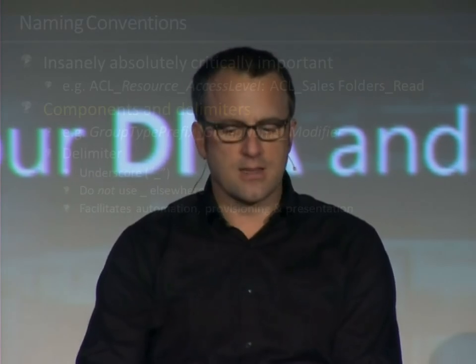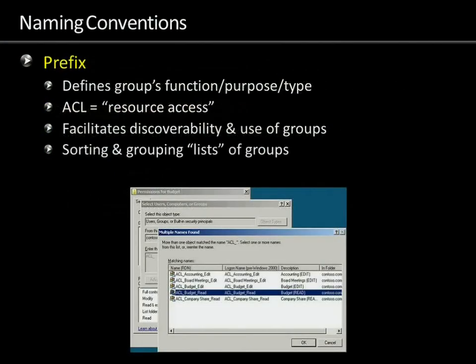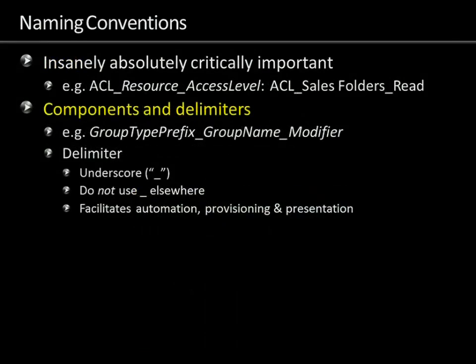So, for example, when dealing with resource access, I like to, when I'm with a client, create a naming convention that starts with ACL underscore, then has the name of the resource, then an underscore, and then the permission associated with that group. So for example, every resource access group starts with ACL underscore. It then has the name of the resource we're talking about, maybe sales folders, and then has the permission level. So there might be sales folders read, sales folders edit, sales folders full, whatever the case might be.